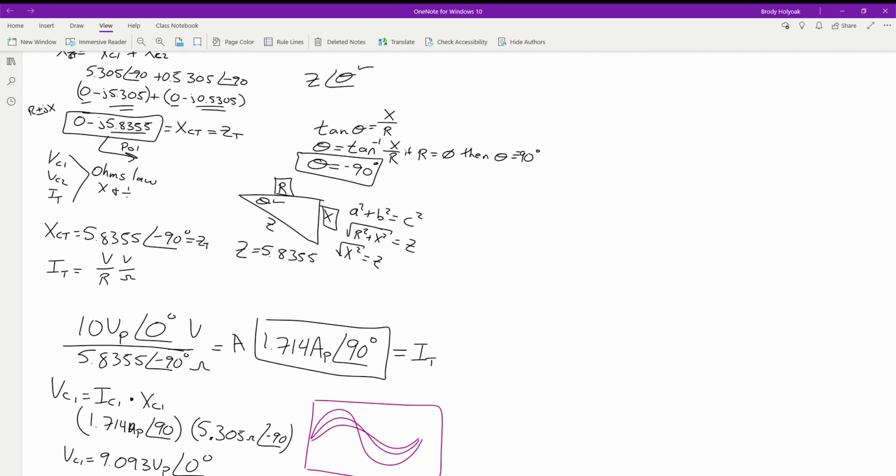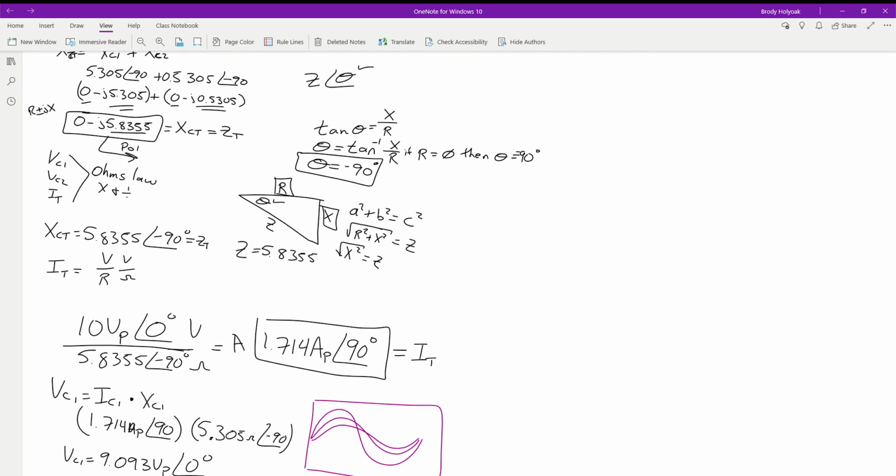I think that covers most of the information as far as the notes, other than finding XC1. Yes, this is the very first quiz. We just plug it into the same exact equation. And would it be at negative 90 too? It would be at negative 90 as well, because it's capacitance.